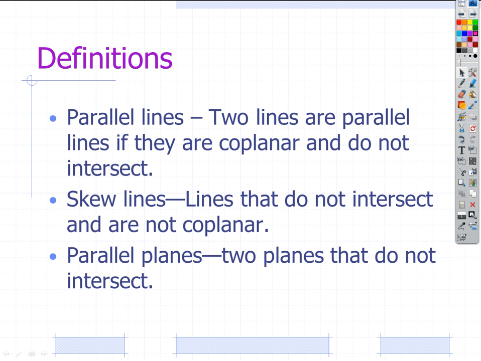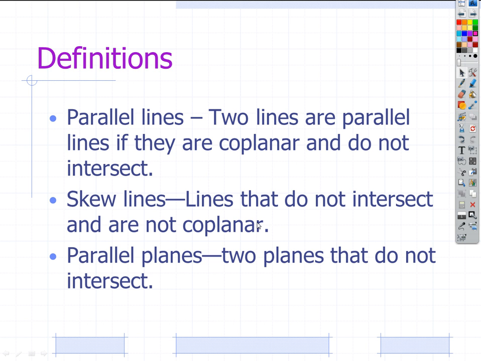Here's a new one though. Skew lines. I don't think we've mentioned that word yet. Skew lines are lines that are neither parallel nor perpendicular. So they never intersect, I should say that. They're lines that do not intersect and are not in the same plane.